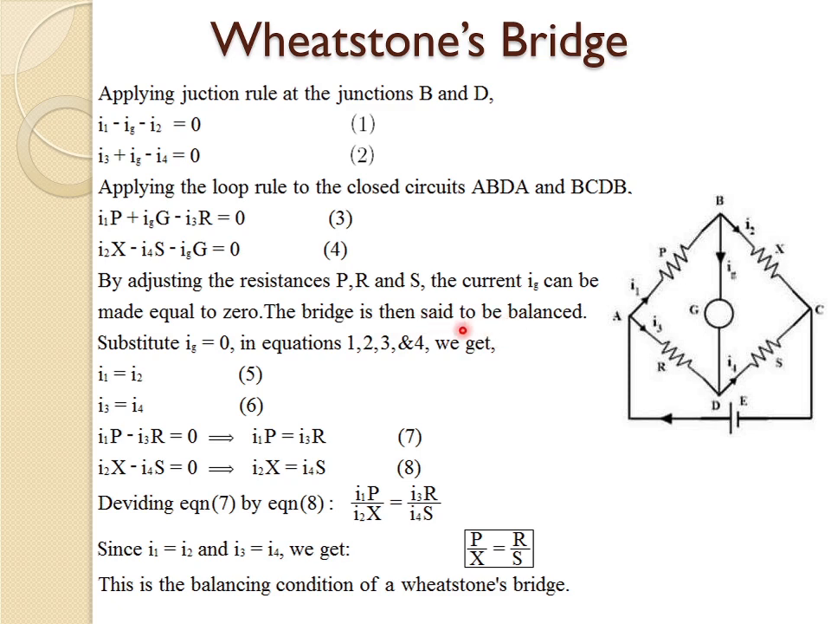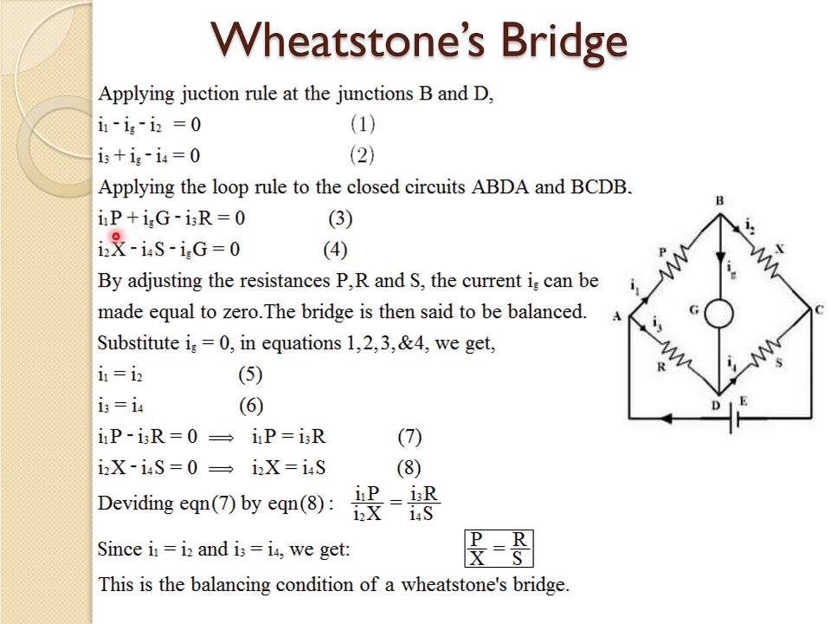Now we are going to find the relations between the 4 resistances in the balanced condition. So let us substitute Ig equal to 0 in equations 1, 2, 3 and 4. Let us see the first one. Making Ig equal to 0, equation 1 becomes I3 equal to I2. This is equation number 5. And equation 2 becomes I3 minus I4 equal to 0. From that, I3 equal to I4. That is equation number 6.